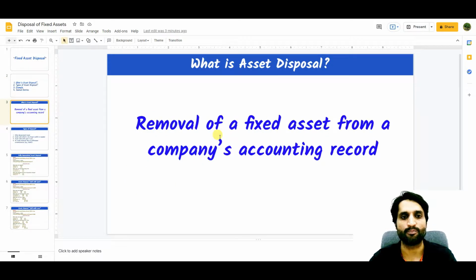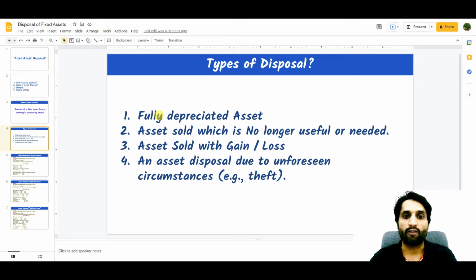What is asset disposal? An asset disposal is the removal of a fixed asset from a company's accounting records. We need to keep in mind that a fully depreciated asset should be disposed of; we need to remove it from our accounting records. Another case is an asset sold which is no longer useful or needed. We have an asset and we are not using it further, it is not useful now for the company, so we are going to sell that asset in the market. That is called disposal and removal from the accounting records.